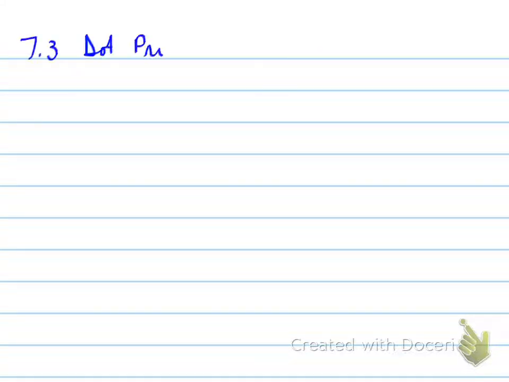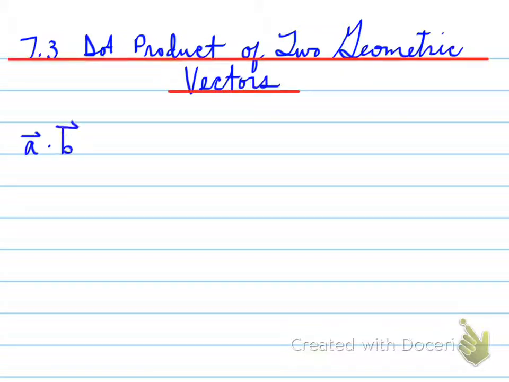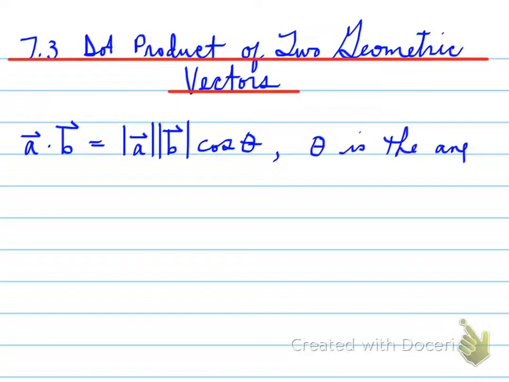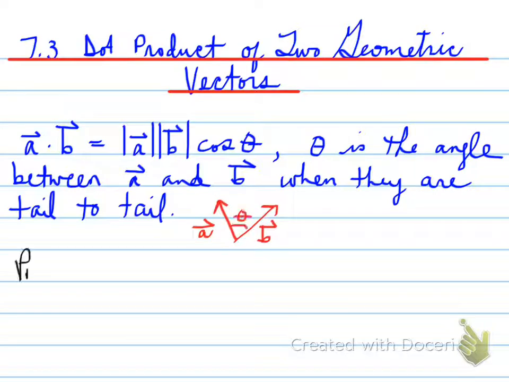All right, 7.3 dot product of two geometric vectors. The dot product is A dot B is equal to the magnitude of A times the magnitude of B cosine theta. Theta is the angle between A and B when they are tail to tail.